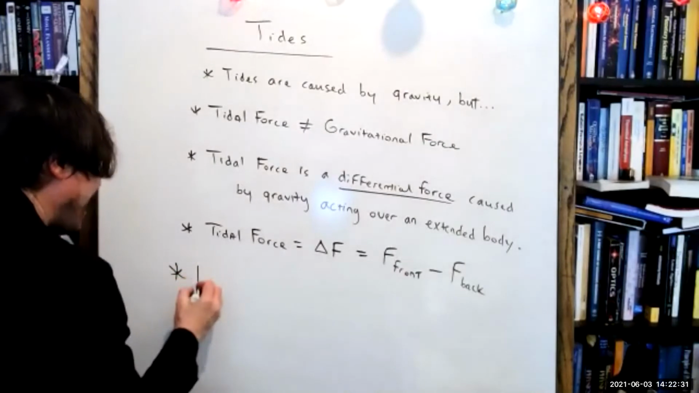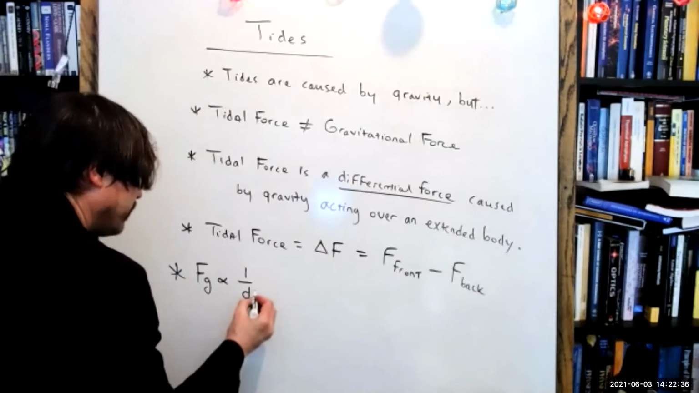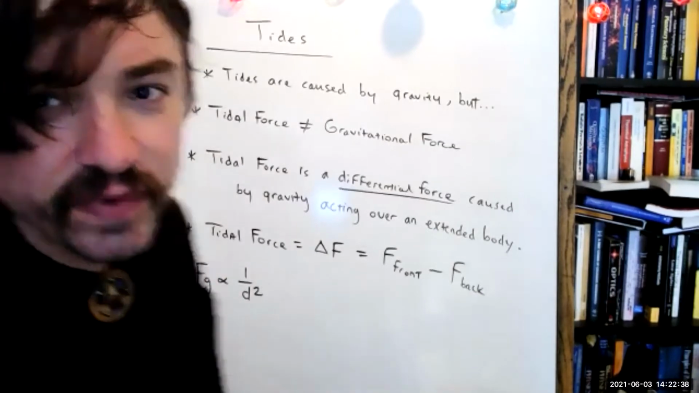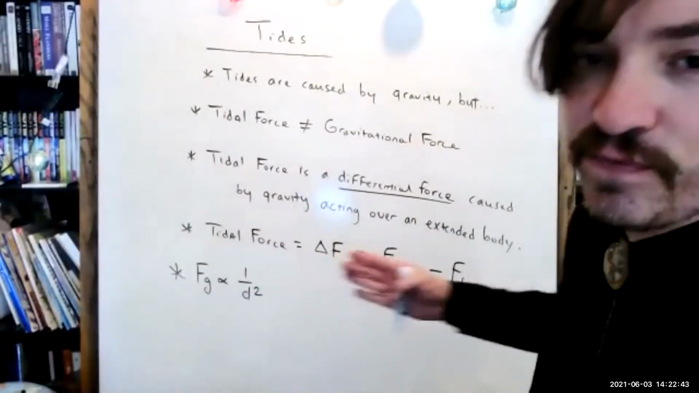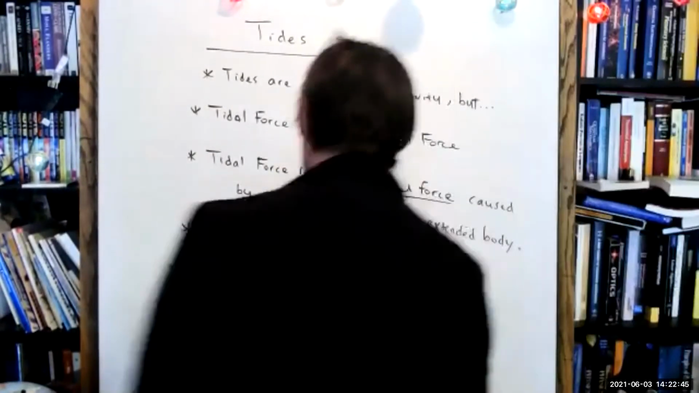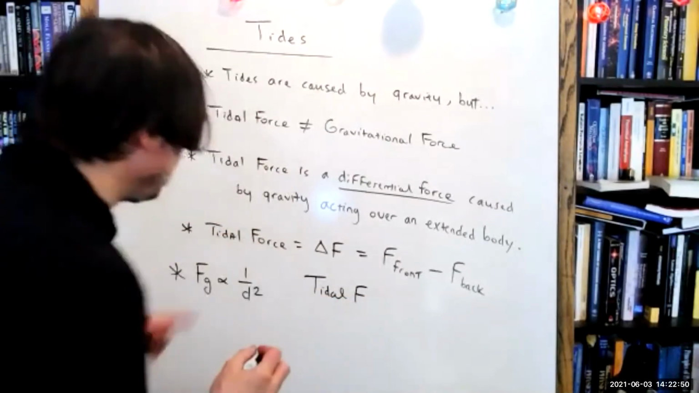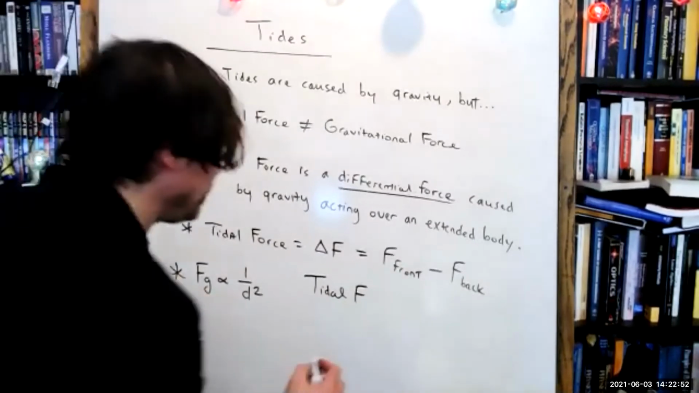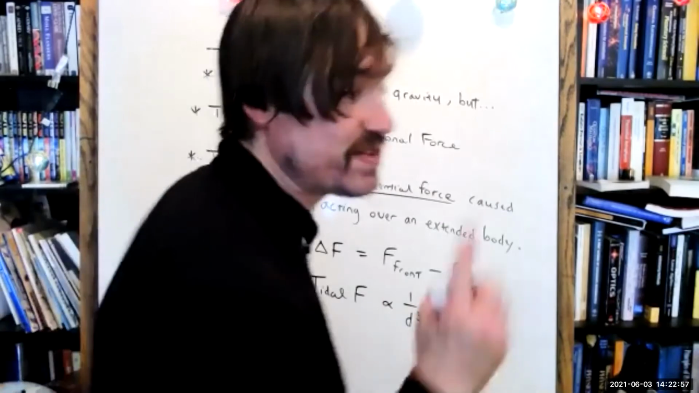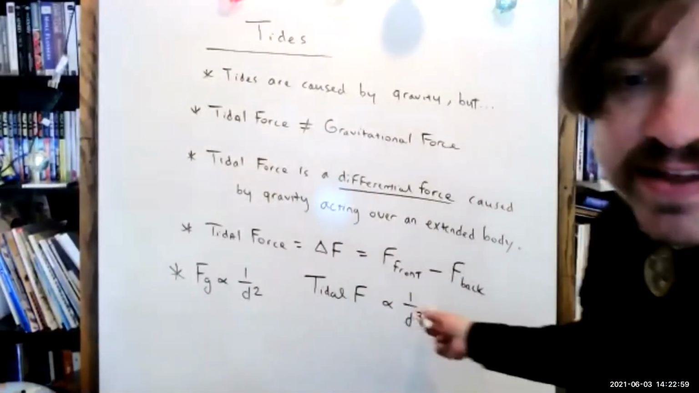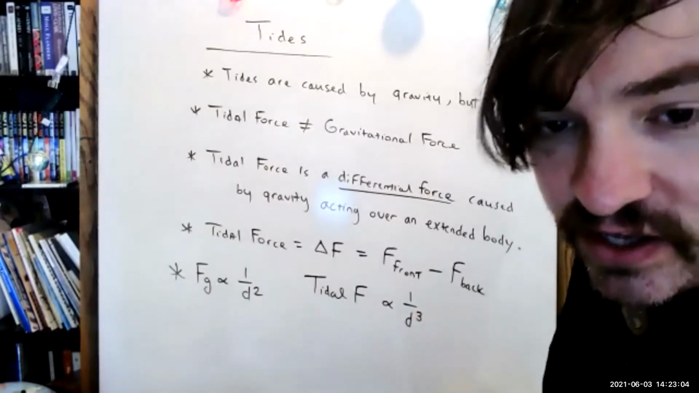is that whereas the force of gravity is proportional to 1 over the distance squared, in a screwy way, when you take the difference of force from front to back, the tidal force is not proportional to 1 over d squared, but proportional to 1 over the distance cubed. And Sage, that ought to make sense to you, because if you take the derivative of 1 over d squared, you end up with 1 over d cubed, right?